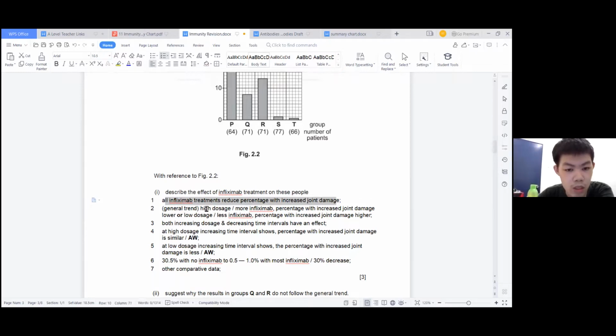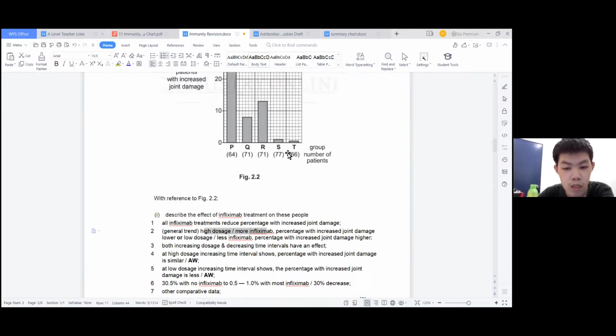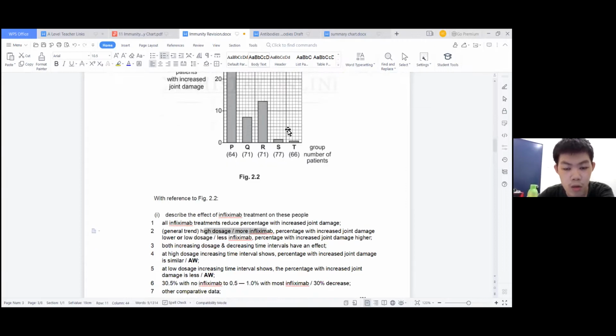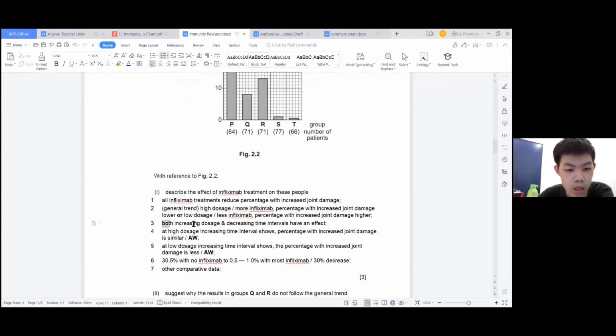You also can give a general trend. You can say that these 2, groups S and T, use a high dosage. The high dosage actually has a lower percentage compared to the low dosage, which is Q and R, which has a slightly higher percentage compared to the high dosage. Then both increasing dosage and decreasing time intervals have an effect.